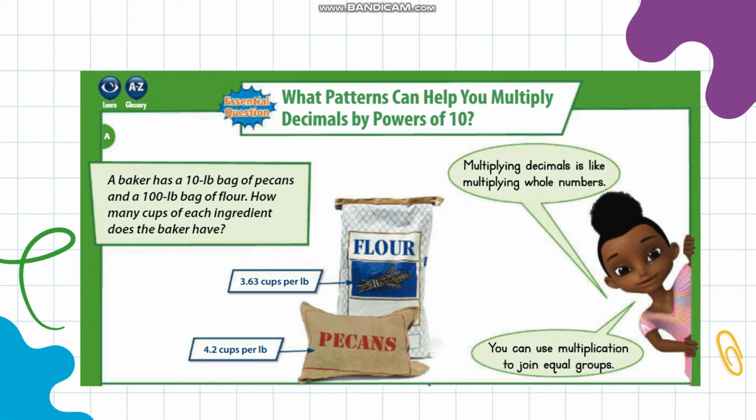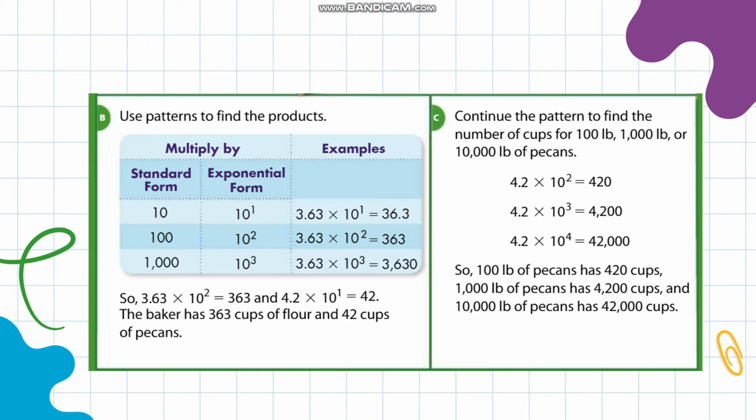So what patterns can help you multiply decimals by powers of 10? A baker has a 10-pound bag of pecans and a 100-pound bag of flour. How many cups of each ingredient does the baker have? As you can see, the flour is 3.63 cups per pound, and the pecans are 4.2 cups per pound. So what we are going to do is simply multiply 3.63 by 100.